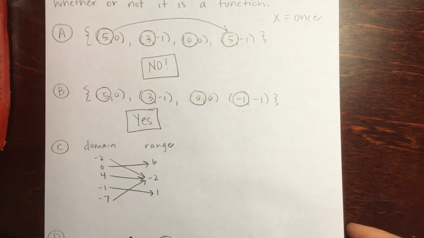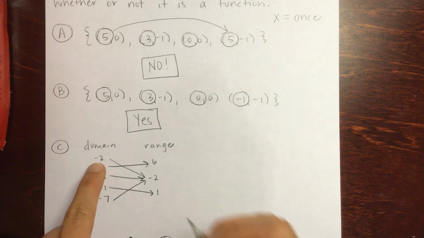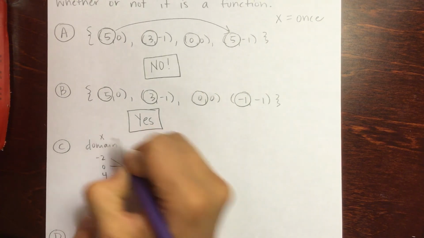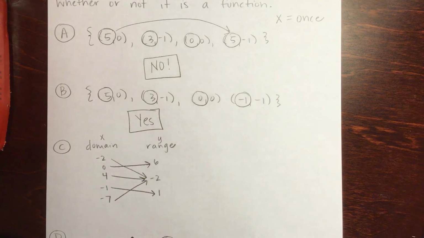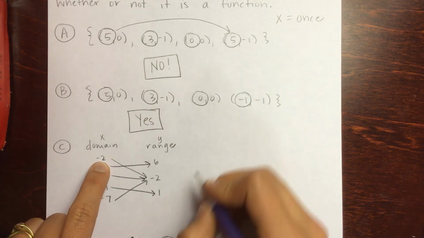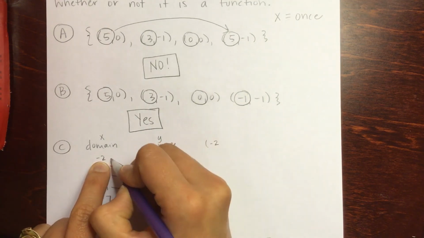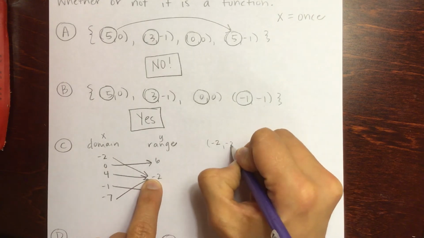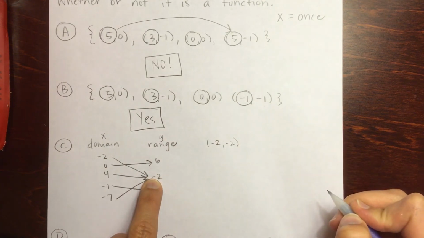This last non-graphical example looks kind of funky, but I wanted you to be exposed to this type of notation in case you see it. They're pretty much giving you a bunch of coordinate points. The domain are your x values, range is your y values. So I have a coordinate point, -2, this arrow points to -2. That's my first coordinate point.